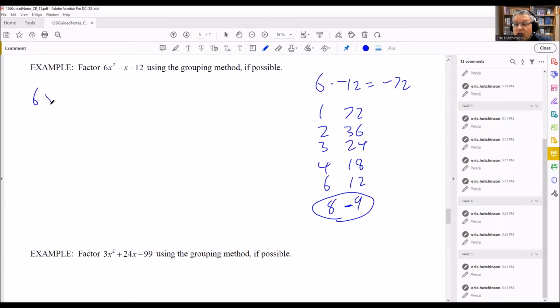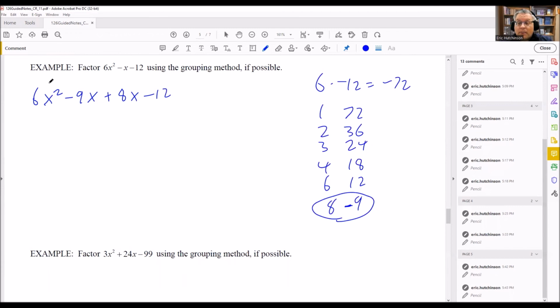So I'm going to do 6x squared. And let's suppose you wanted to put the -9 first. Typically, I would put the positive one, then the -1, but it doesn't matter. Let's write it out this way this time. And just to show you, it can still be factored and we can still get the answer. So I'm going to do -9x plus 8x here.